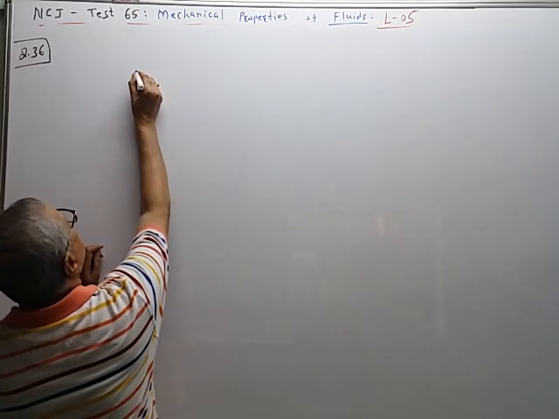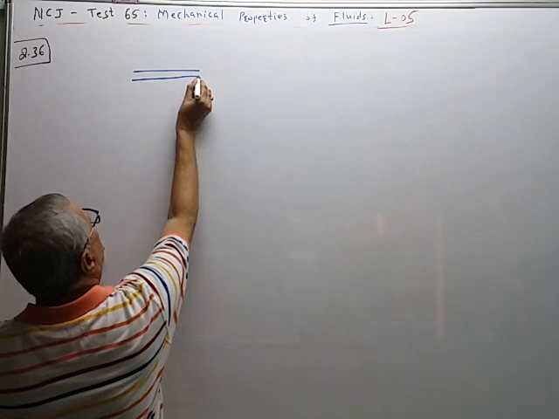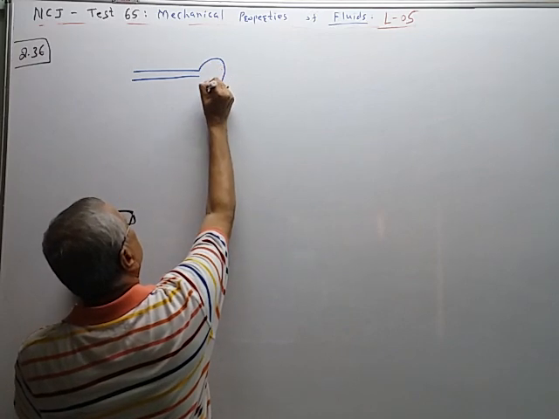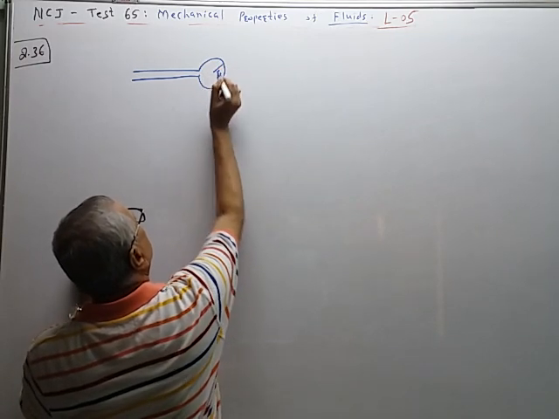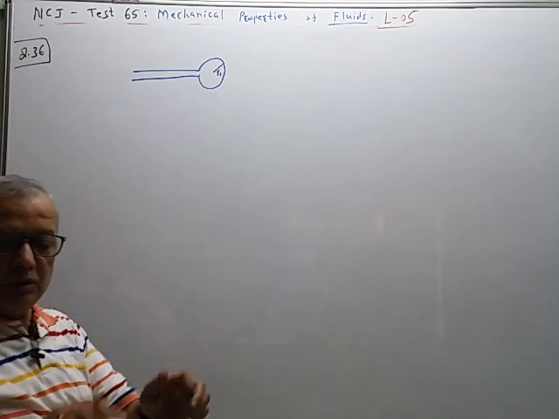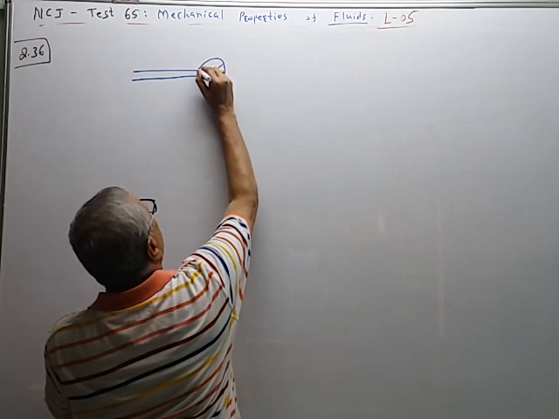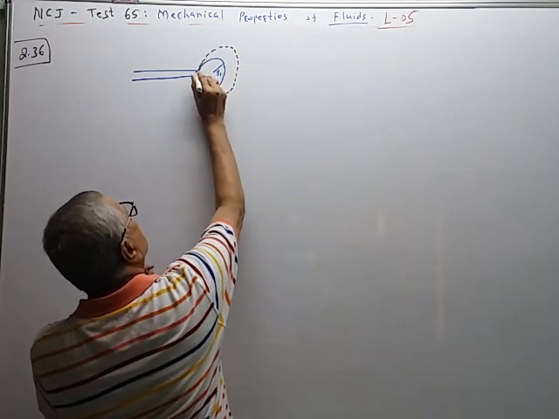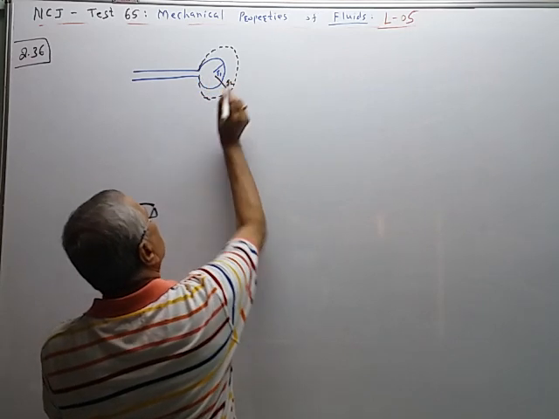So this is the straw. The initial bubble is formed of this size, whose radius is R1. Now, by blowing the air, the radius is increased to R2. So this new radius is R2, greater than R1.